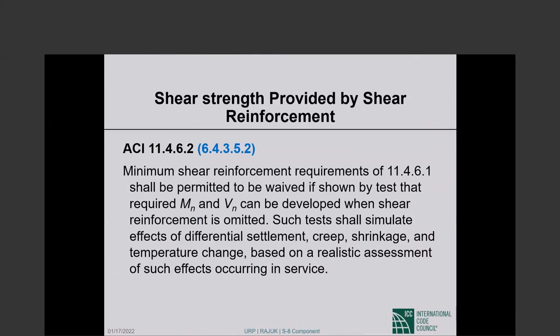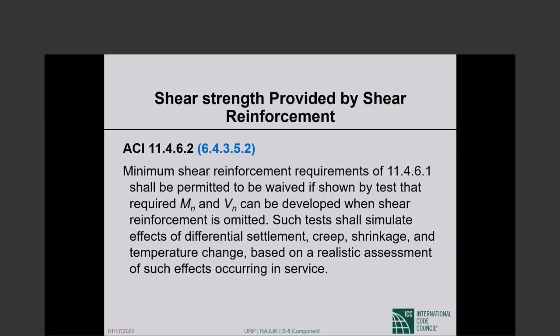Minimum shear reinforcement requirements shall be permitted to be waived. This has been in the code for a long time. I would say this is a problematic provision. Anyway, let us read it. So, minimum shear reinforcement requirements shall be permitted to be waived if shown by test that required M sub n and V sub n can be developed when shear reinforcement is omitted. Okay, if you can demonstrate you don't need shear reinforcement, you don't have to provide shear reinforcement. That's what it's saying. Then such tests shall simulate effects of differential settlement, creep, shrinkage, and temperature change based on a realistic assessment of such effects occurring in service.